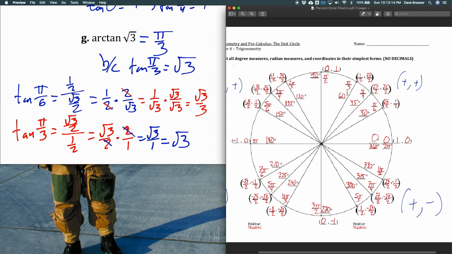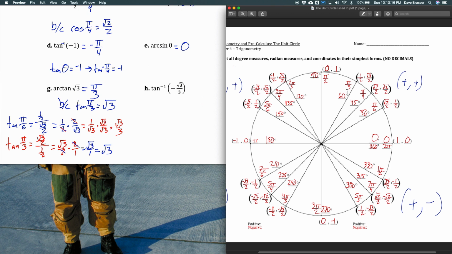For the inverse tangent of -√3 over 3, well, we just found that the tangent of pi over 6 gives us positive √3 over 3. So if we were to use some logic here, it would be the -pi over 6 that would give us the negative √3 over 3. Again, that's because the tangent of -pi over 6 equals negative √3 over 3.